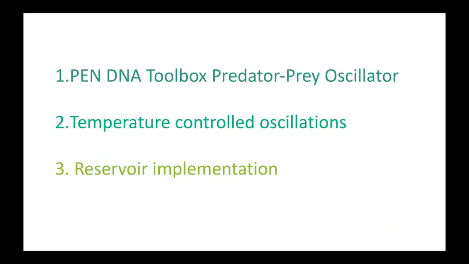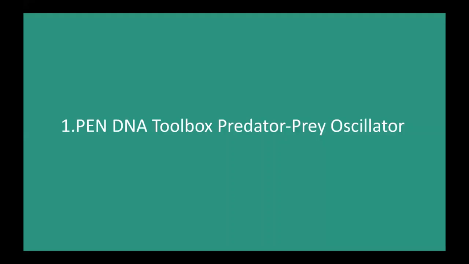Just the outline of my talk. First, I'm going to present in a bit more detail what exactly the PEN DNA Toolbox predator-prey oscillator that we use is. Then I'm going to show you how we showed that we can control the oscillations with temperature. And then in the last part, I'm going to show you the results of the reservoir implementation. So first, the PEN DNA Toolbox predator-prey oscillator.